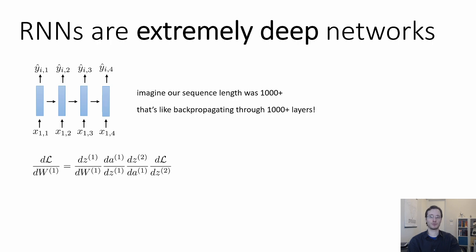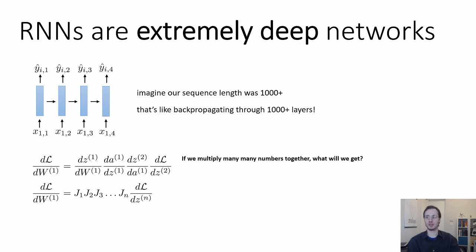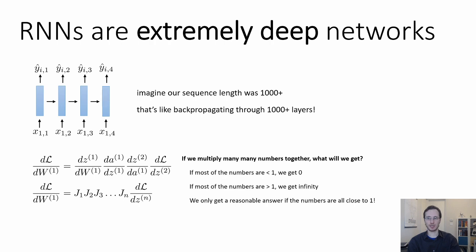And we saw before that if we apply the chain rule, that's the same as just multiplying together a whole bunch of different matrices. And if we multiply many, many numbers together, if there are enough of those numbers, there are really only two things we're going to get. If the numbers are all less than 1, then we get 0. And if they're all greater than 1, then we get infinity. So we only really get reasonable answers if all the numbers we're multiplying are close to 1.